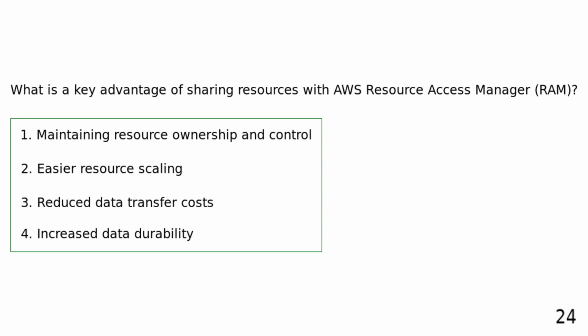What is a key advantage of sharing resources with AWS Resource Access Manager? Maintaining resource ownership and control. Easier resource scaling. Reduced data transfer costs. Increased data durability.